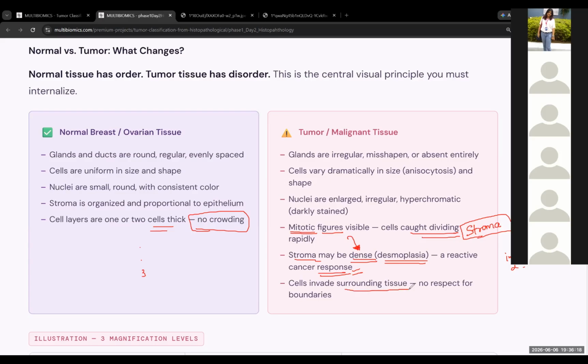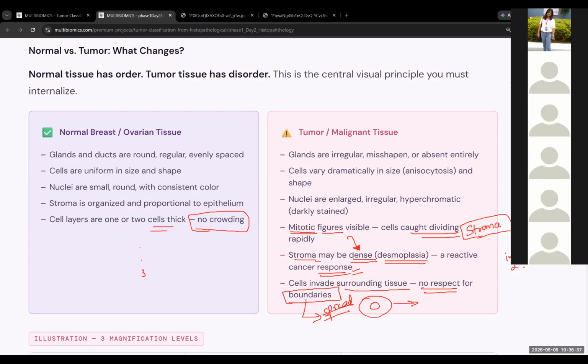Cells invade the surrounding tissue. I told you it won't only affect itself, but it will also damage the nearby tissue. So it won't respect boundaries, and only later on it will leave its own place and spread throughout the body because there is no respect for boundaries.